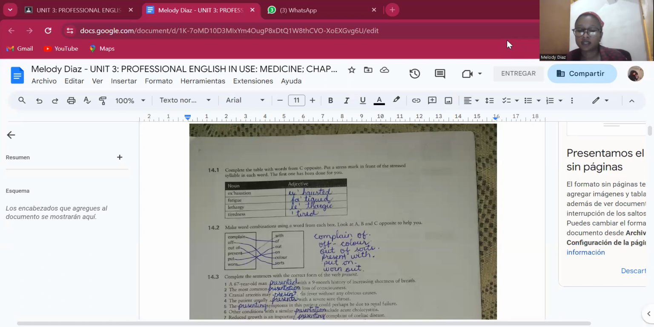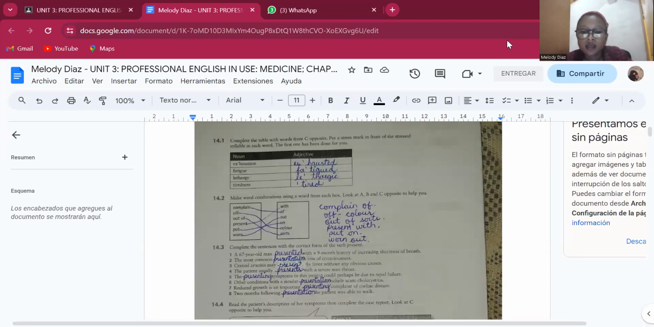Unit 14. Complete the table with words from C opposite. Put a stress mark in front of the stressed syllable in each word. The first one has been done for you.